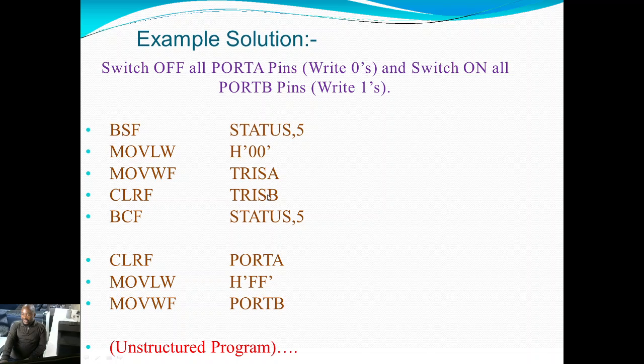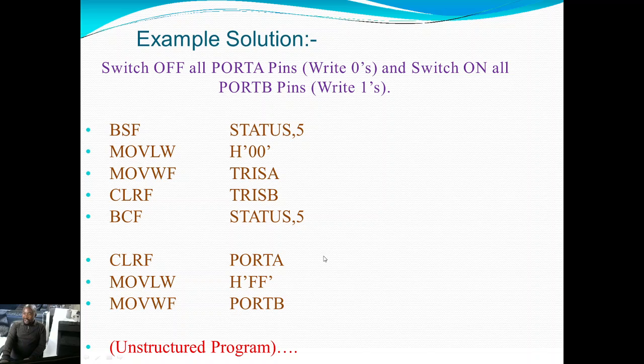All of this we are doing while we are in bank 1 because we set bit 5. We have managed to make port A pins outputs and port B pins outputs by moving zeros into the TRIS registers. Now we want to access port registers. To access port registers, we must go into bank 0. So what we do is we BCF STATUS, 5. We clear bit 5 of the status register. Clearing bit 5 of the status register takes us into bank 0.